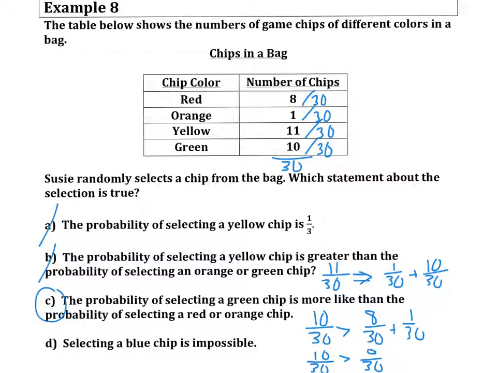Lastly, D says selecting a blue chip is impossible. And that is actually also true. So in this case, we would say that both C and D are true statements. The reason that selecting a blue chip is impossible is because there are no blue chips in this bag. So that is an impossible event, meaning it has a 0% probability.